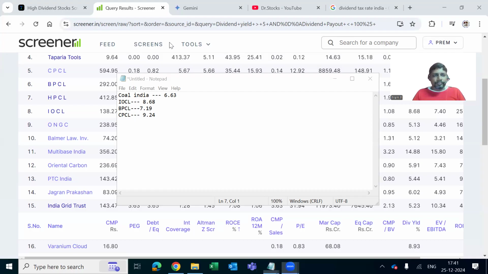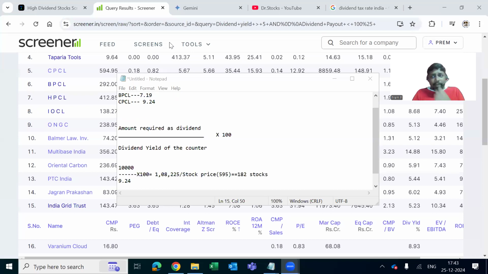Now I have derived a formula for how many stocks you have to buy as per the amount you want as a dividend. The amount required as dividend, divided by the dividend yield of the counter, into 100, will give you how much money you have to invest in that stock. Additionally, this final value needs to be divided by the stock price, which will give you how many stocks you have to buy.